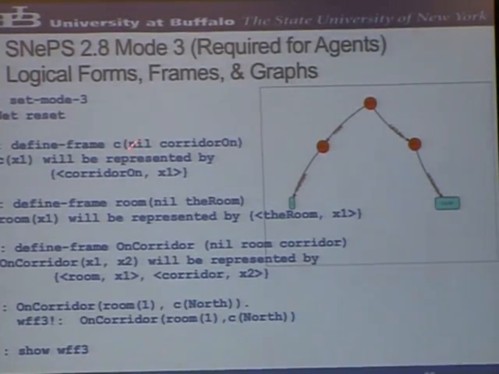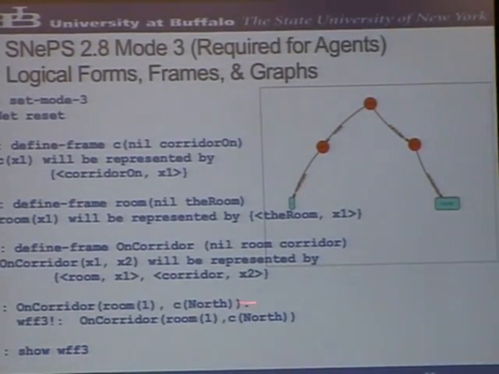This technique of not storing the function symbol in the frame is possible when the slots together uniquely specify what the function symbol is. So in that case, we don't have to store the function symbol. I'll show you examples where the function symbol is stored. Okay, so this is what the graph looks like.